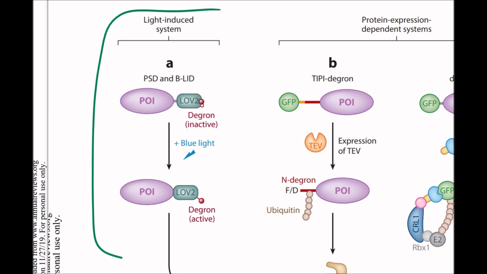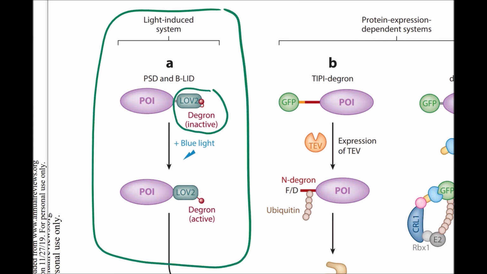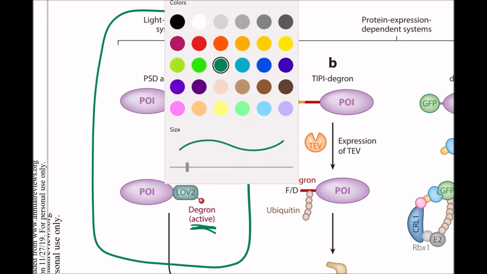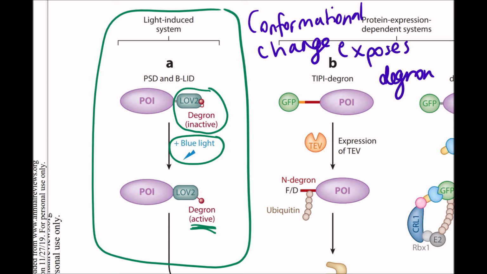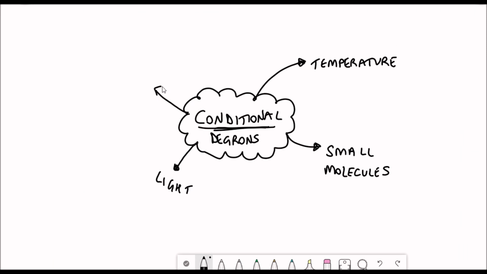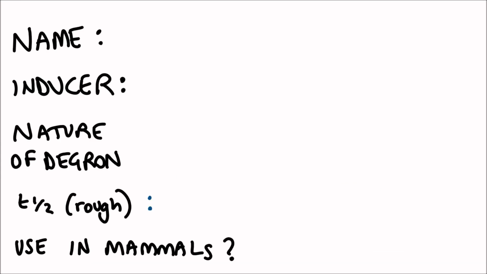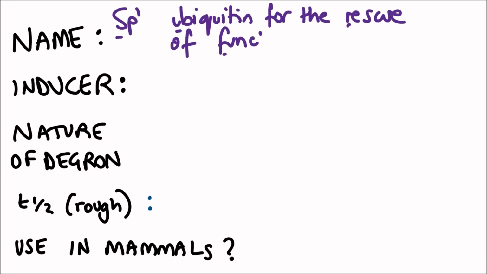So you can see in this figure here that when you induce the cells with blue light, there's possibly some kind of conformational change that exposes the degron, which is fused to this LOV2 protein, and then the protein is recognized for degradation. So this last category of conditional degrons focuses more on the expression of another protein to induce the degradation response. Now, this category is very diverse in terms of different systems, but the one I'll talk about here is referred to as SURF.